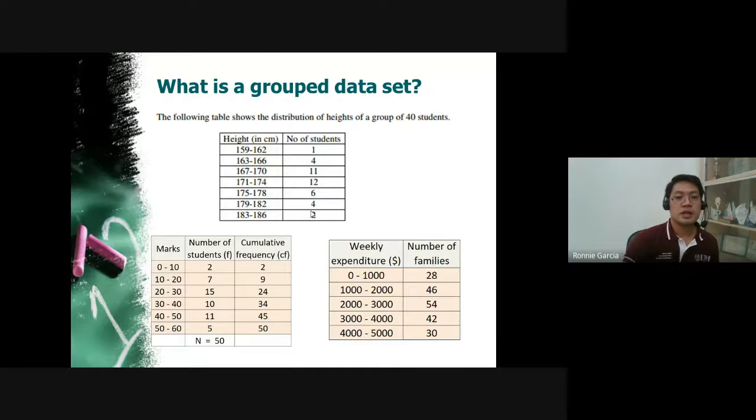Angon. This is the example of grouped data. As you can see, dili siya isa-isa gihatag, kung dili naka-table siya.